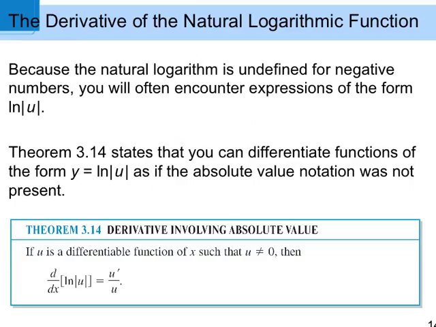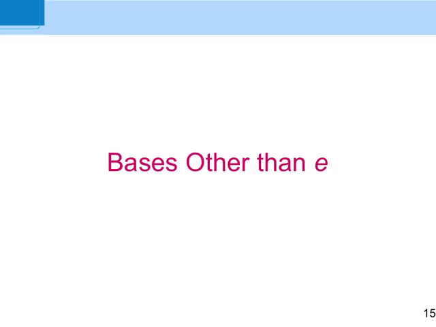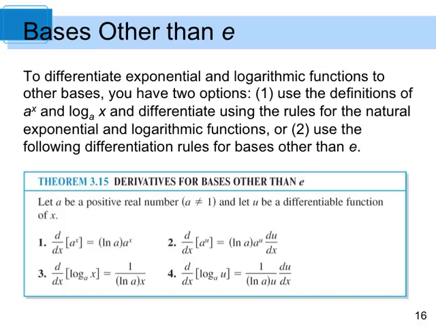And all that this is pointing out is that it doesn't matter if there's an absolute value here or not. Either way, the derivative of the natural log of u is u prime over u. Okay, bases other than these. So the natural log has a base. To differentiate logs with different bases, I told you that this was coming. You have this formula already.